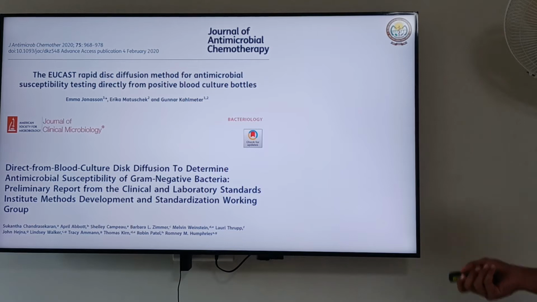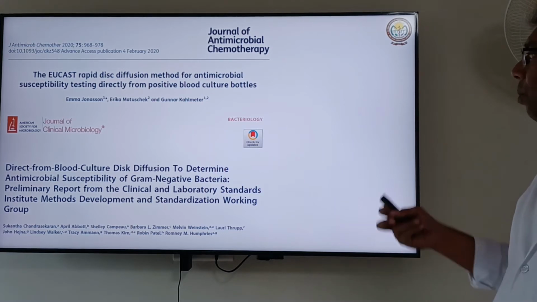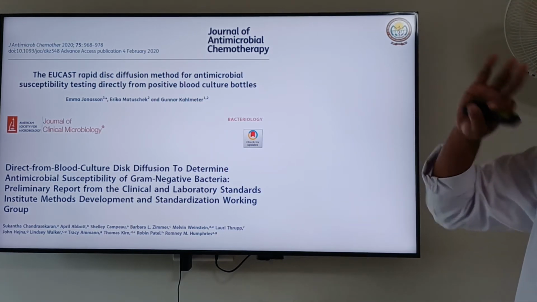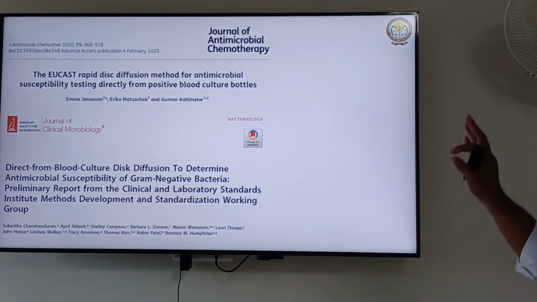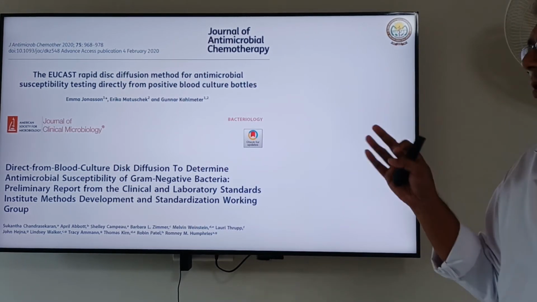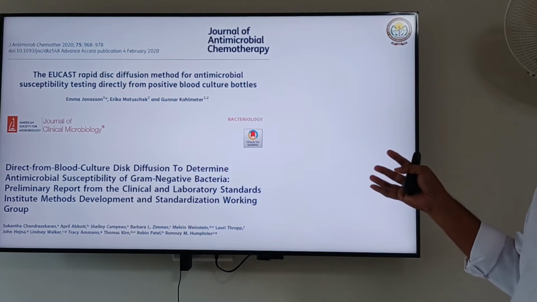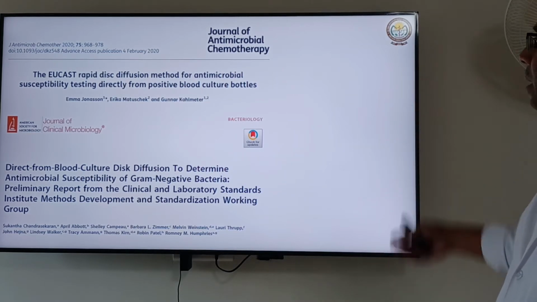So both EUCAST and CLSI have developed their own methods. The principle is widely the same, though there is not much difference. The main differences are in the incubation time. I'll tell you what the differences are later on.